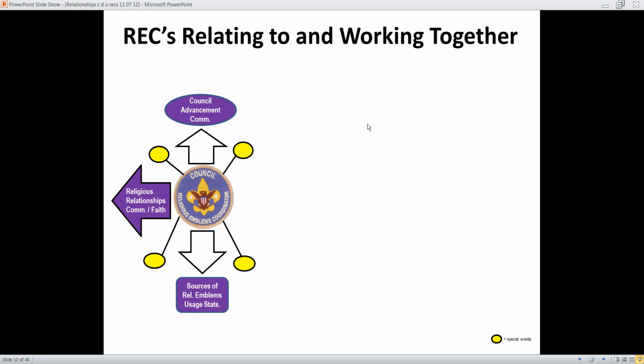The diagram, you see the Council Religious Emblems Coordinator and 3 large arrows. Obviously, the Council Advancement Committee, they are not only working with, but a member of the Council Advancement Committee. And then we've already mentioned the Religious Relationships Committee and the faith community. And at the bottom, the various sources of religious emblems usage statistics. I'm happy to tell you that this is a growing list at the bottom of ways of getting information on religious emblems.